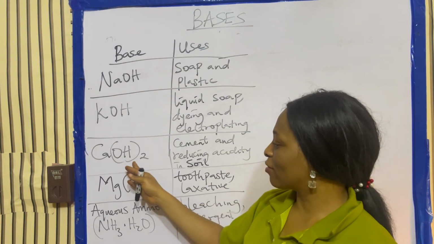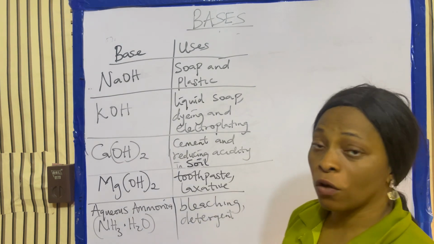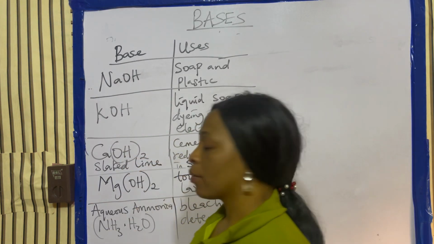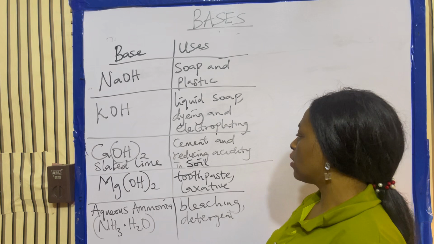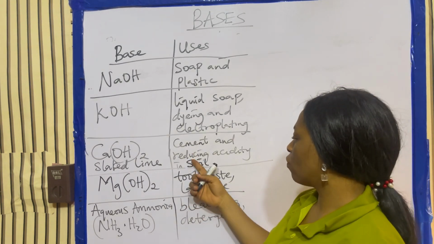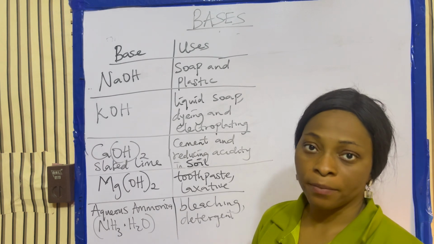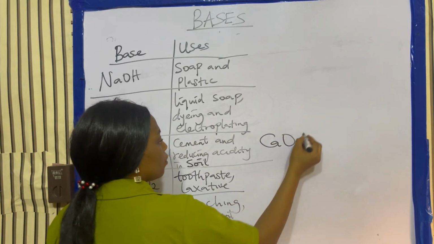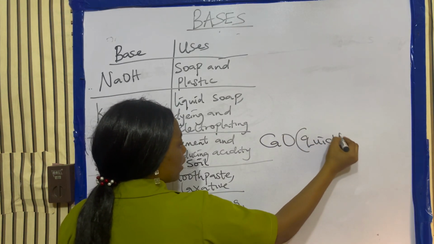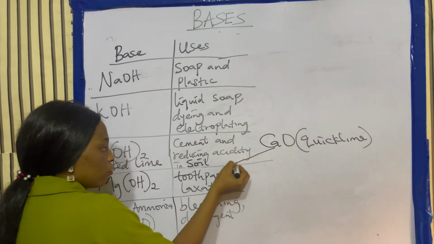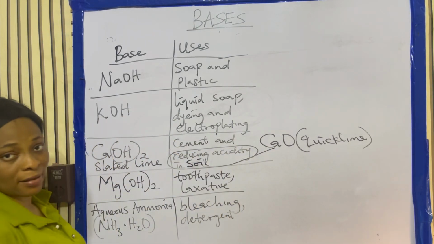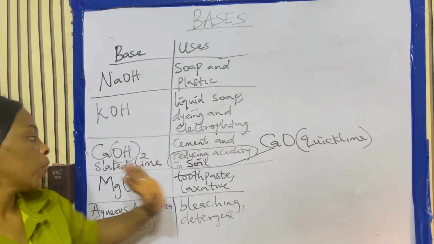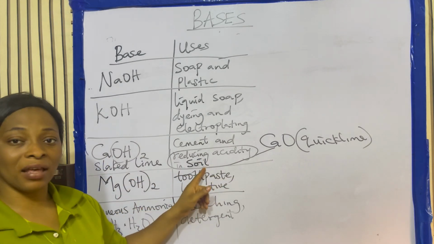Then we have calcium hydroxide. This calcium hydroxide is also known as slaked lime. Slaked lime. Please take notes. It is used in making cements and also in reducing acidity in water. The brother of this slaked lime, calcium oxide, also known as quicklime, is also used in reducing the acidity of soil. So please take notes. This is also a base, remember.